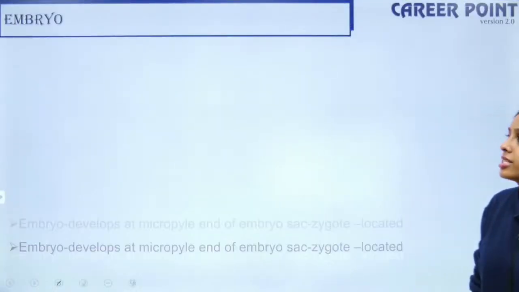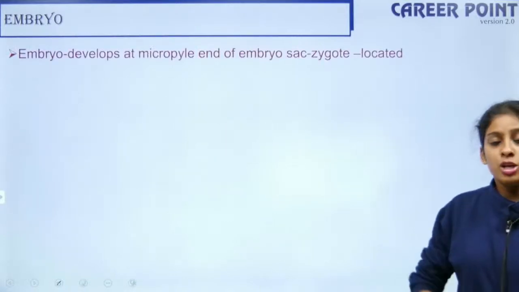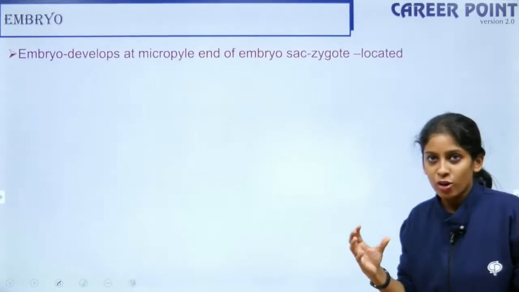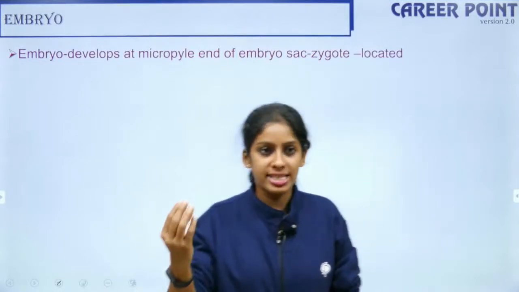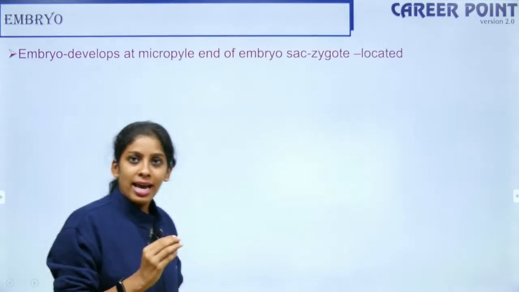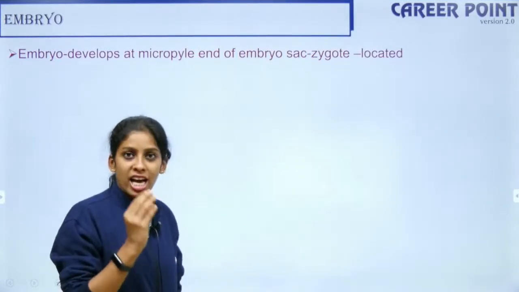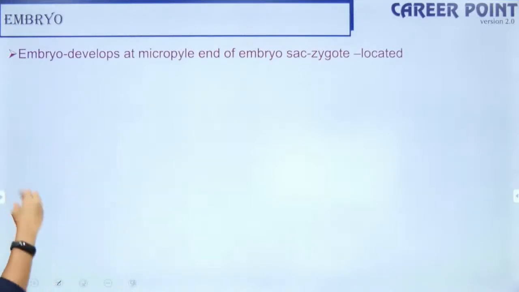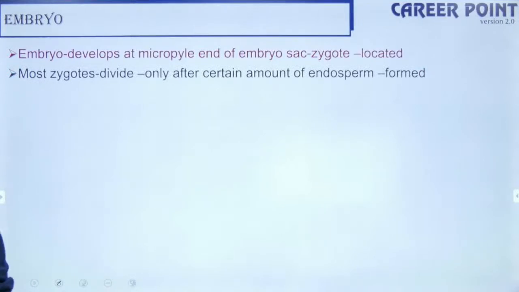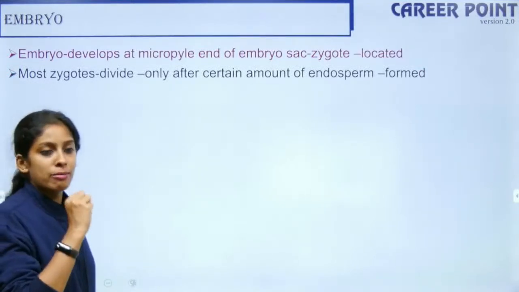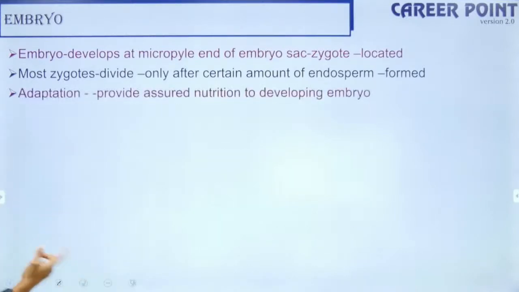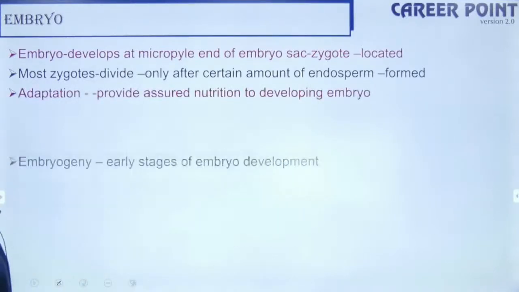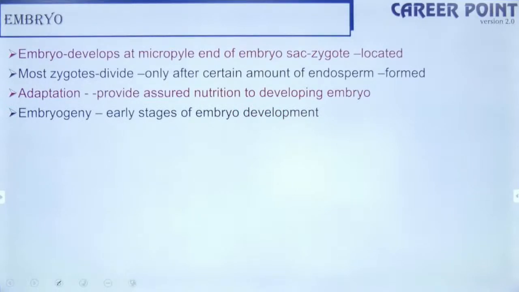Now we are talking about the development of the embryo. We all know we have a micropylar end and a chalazal end. In the micropylar end you have the egg. The zygote is towards the micropylar end. So the embryo development takes place towards the micropylar end. The zygote divides only after the endosperm is developed, and then it forms the embryo. Embryogeny is the early stage of embryo development.